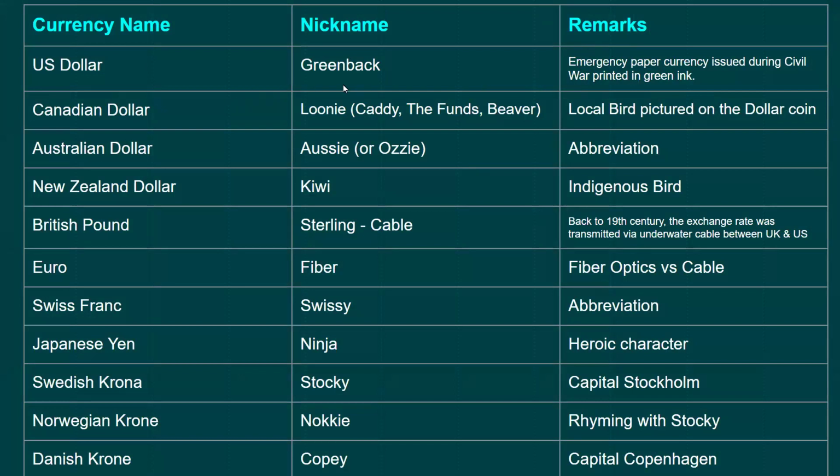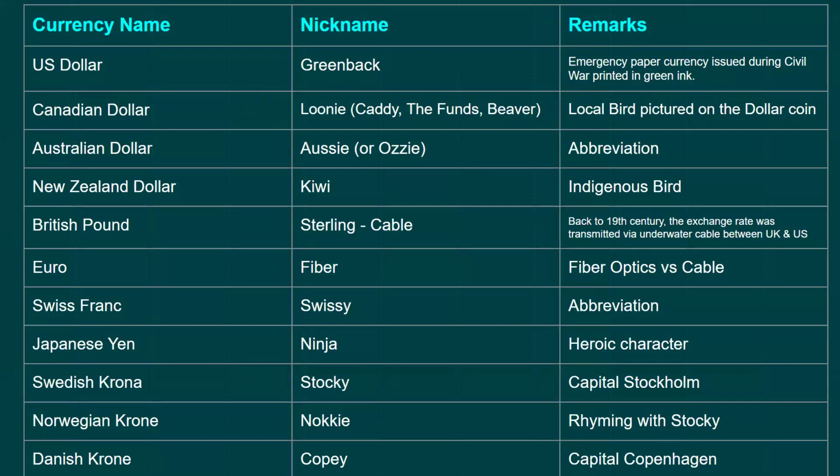The US dollar is generally called the greenback. The reason was during the Civil War in 1861, they had to print emergency paper currency, and it was printed in green ink. And that's where the greenback comes from.